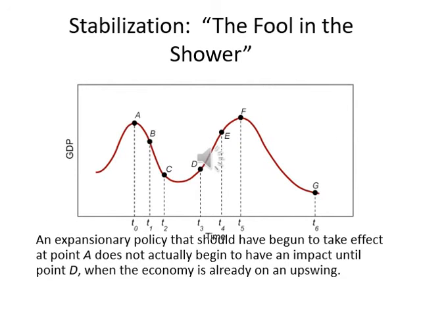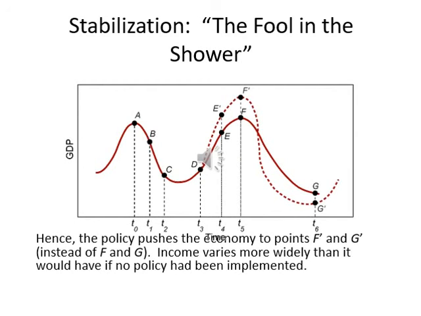An expansionary policy that should have begun to take effect at point A does not actually begin to have an impact until point D, when the economy is already on an upswing. Hence, the policy pushes the economy to points F and G, instead of F and G. Income varies more widely than it would have if no policy had been implemented.